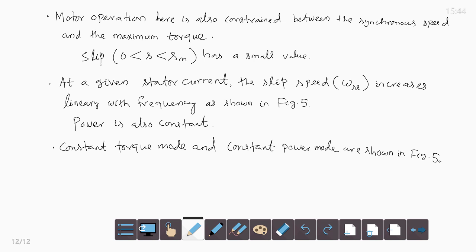So, motor operation is constrained between the synchronous speed and the maximum torque point. So, slip is between 0 and Sm, and it has a small value. So, at a given stator current, the slip speed omega SL increases linearly with frequency and power is constant. So, constant torque mode and constant power mode are shown in this figure 5.